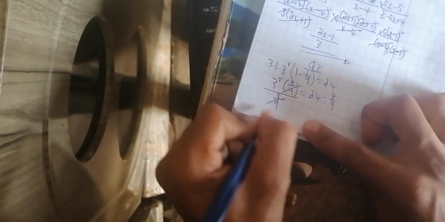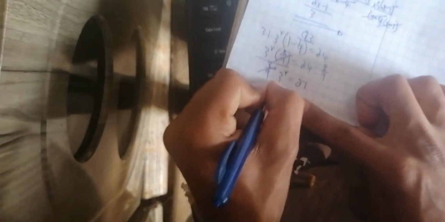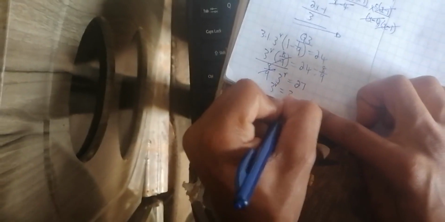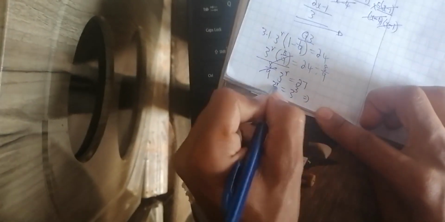Divide both sides by 8 over 9: 24 divided by 8 over 9. And that should give you 27. Are we fine? We can write 27 as 3 cubed. When the bases are the same, we equate the exponents. Our r is equal to 3.